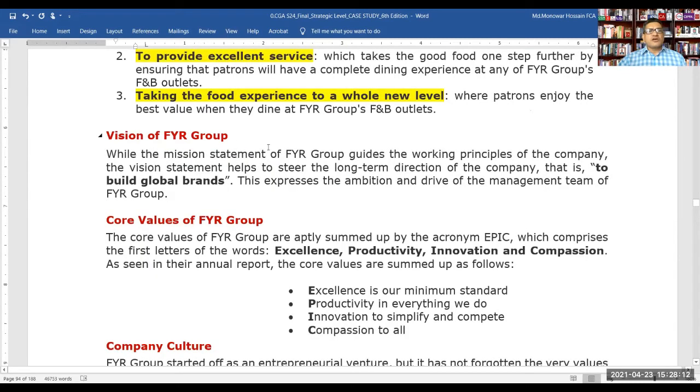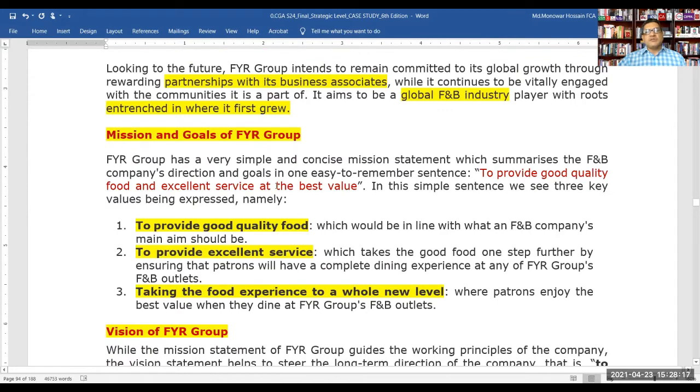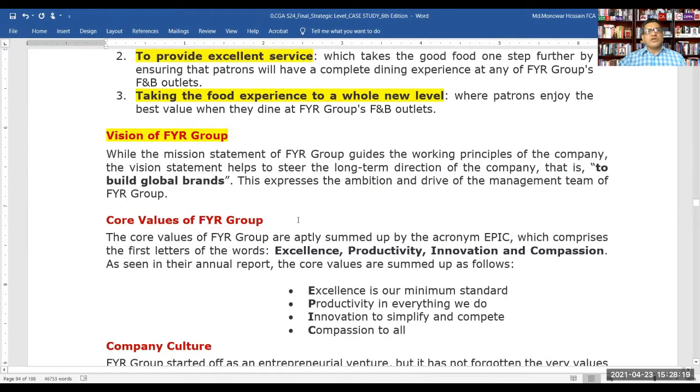Now, the vision of this group. It was the mission and goal and the mission statement. The mission statement of FI Group guides the working principle of the company. The vision statement helps to steer the long-term direction of the company. It is to build global brands. This expresses the ambition of the management team of FI Group.